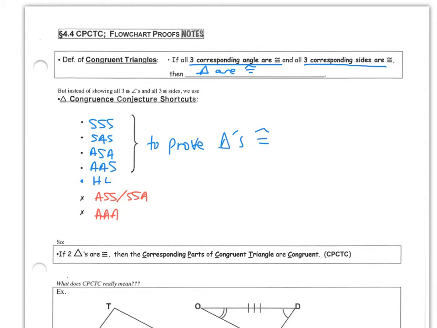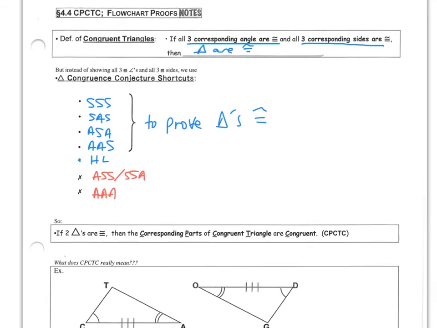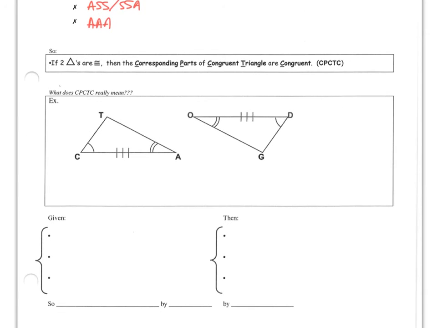All right, so big difference between what we've been doing and what we're going to do today is we are only going to add one extra step, and that extra step is going to be CPCTC. Well, what is CPCTC? All right, CPCTC stands for corresponding parts of congruent triangles are congruent. That's CPCTC. All right, real fancy. What the heck does that mean? Well, let's look at our example here.